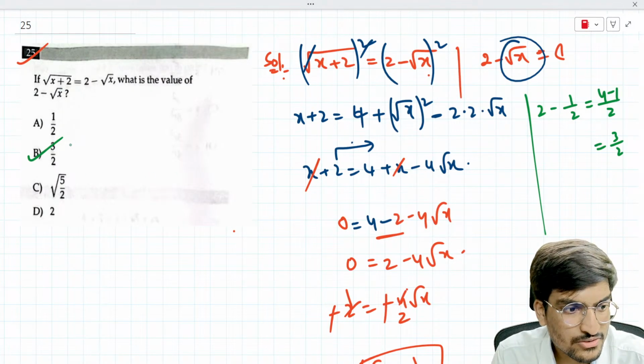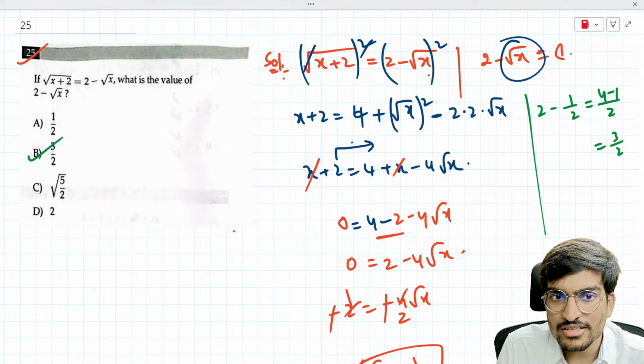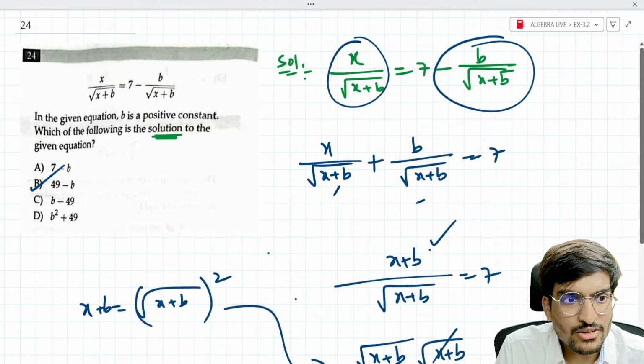Oh my god, Tanu, you already answered that. Still B, or is it the answer for the previous one? Okay, it's the previous one.